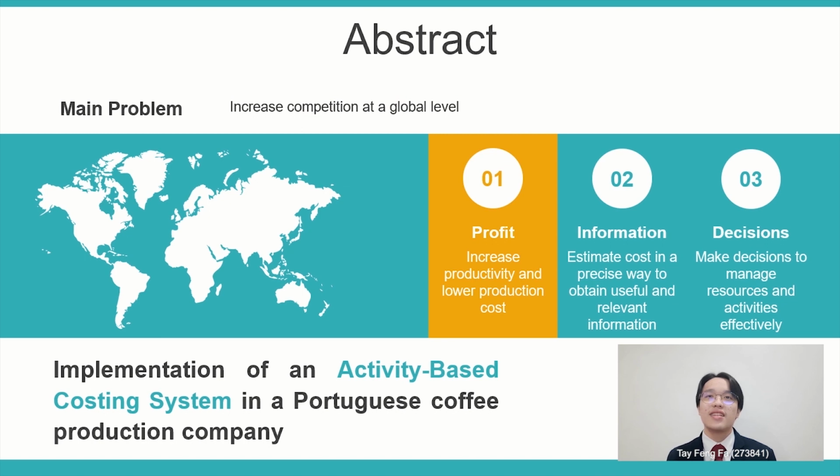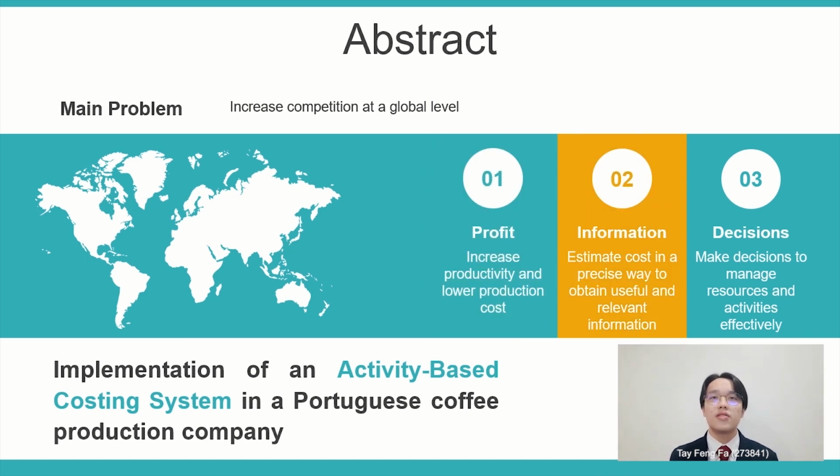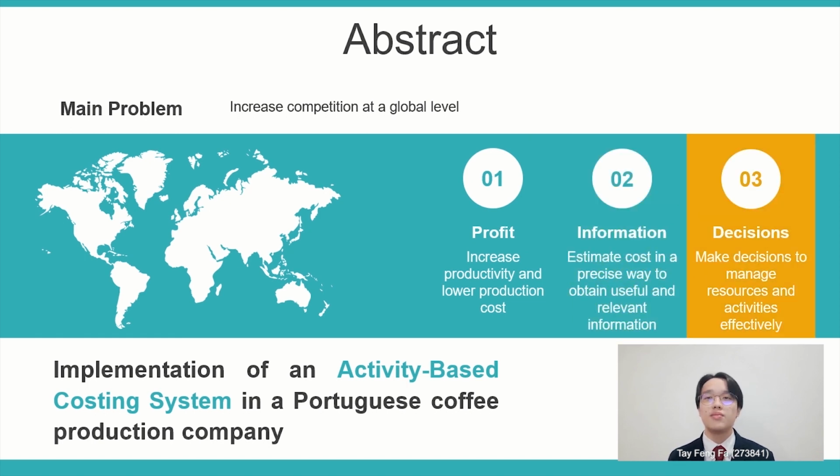Manufacturing companies usually pressure themselves trying to increase their productivity and lower their production costs. This is to increase their profit. However, the need to lower production costs has caused an increasing demand for accurate costing information. Thus, a method of estimating the cost of the product produced by an entity in an accurate and precise manner is needed in order to obtain useful and relevant information. This is because such information is needed by the management of an entity to make important decisions on how they are going to manage the entity's resources and activities effectively.